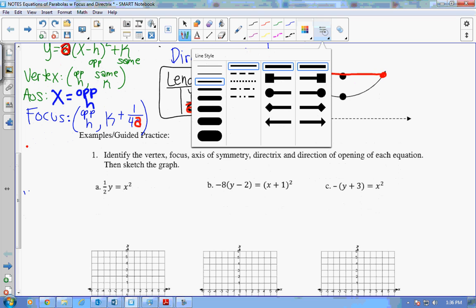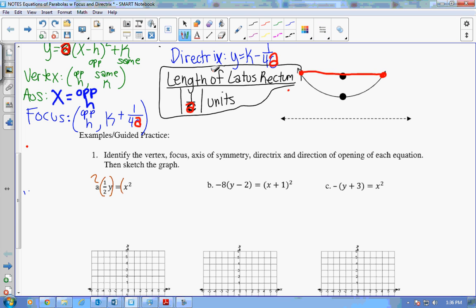Times both sides by 2. We need to get it in the right form. Now don't put an equal sign. I'm going to put a yield sign. You can't just put equal signs everywhere, because y isn't the same thing as 1/2 y. They're different. So I'm going to say this yields the next step. I get y equals 2x squared.